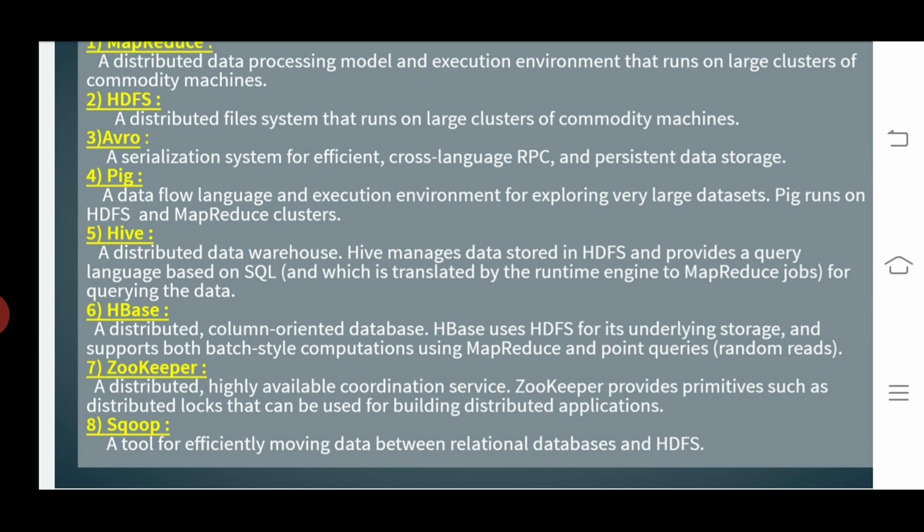Pig runs on Hadoop file system and MapReduce clusters. Now coming to one more data access framework, that is Hive. Hive is a distributed data warehouse. Hive manages data stored in Hadoop file systems, and it provides a query language based on SQL, which is translated by the runtime engine to MapReduce jobs for querying the data.